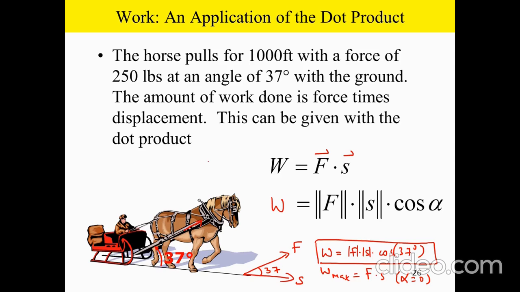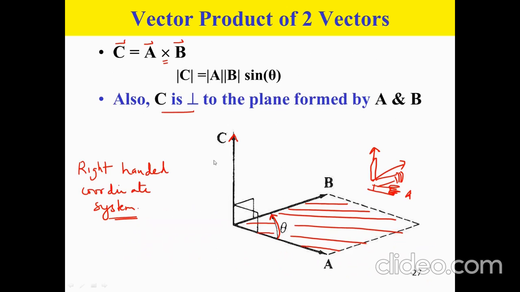There is another type of product that is very common in physics, and it is known as the vector product. The way the vector product is represented is very different. It is written as a cross b. So a cross b is the vector product of a and b, and we can represent it as vector c. Mathematically, the value of c will be the magnitude of a times the magnitude of b times the sine of the angle between these two vectors. Okay, so let's take an example.